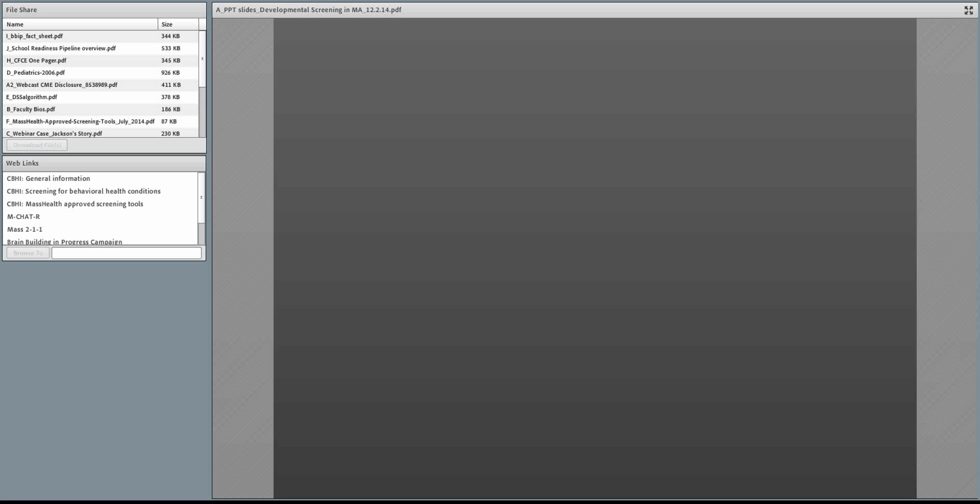And there is a nicely detailed recommendation available through the AAP that was published in Pediatrics, and it is available in your handouts as well. And we will go over some of its major recommendations.